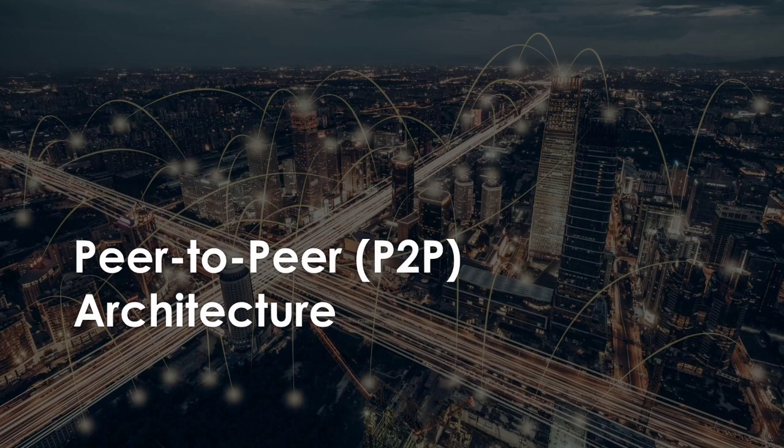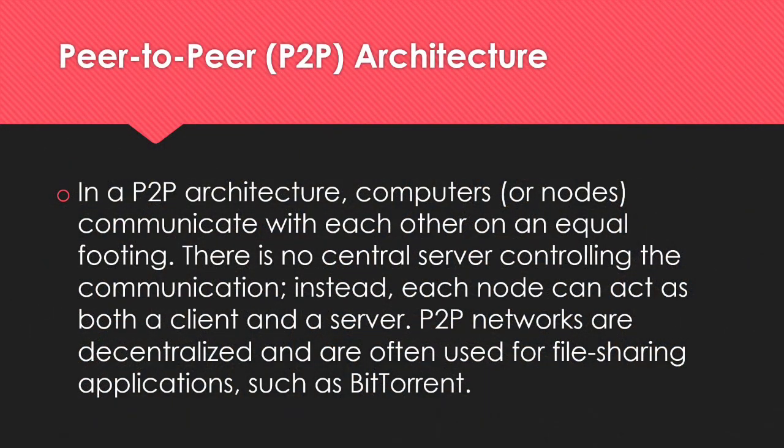Peer-to-peer architecture. In peer-to-peer architecture, computers or nodes communicate with each other on equal footing. There is no central server controlling the communication. Instead, each node can act as both a client and a server. P2P networks are decentralized and are often used for file sharing applications such as BitTorrent.